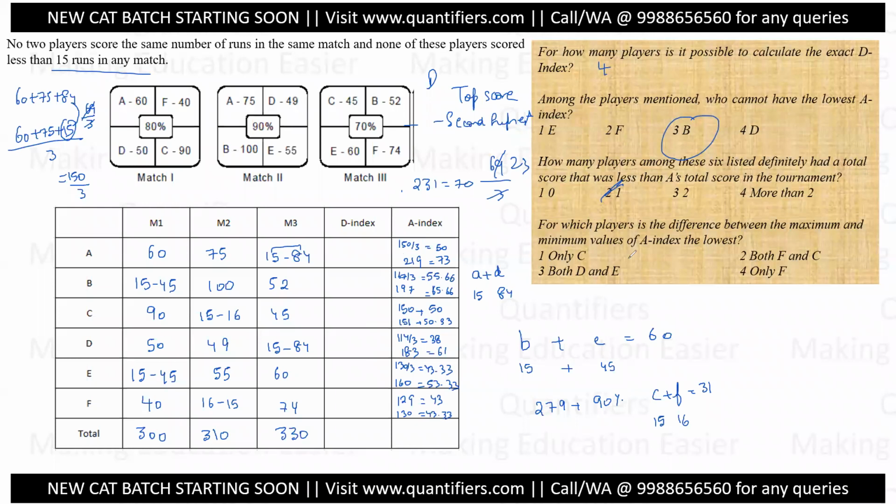Alright. Now, for which players is the difference between the maximum and the minimum values of A index lowest? For 2 players, the difference is the same, right? So this can also be seen कि अगर 2 players का difference 1-1 था, अगर आपने A value ना भी निकाली होती तो 2 player ऐसे थे जिनका difference 1 आना था value में, सिर्फ 150 to 151. तो इनका ही सबसे कम आता आंसर. Right, C and F. All right. Is that clear, everyone? Yes or no?